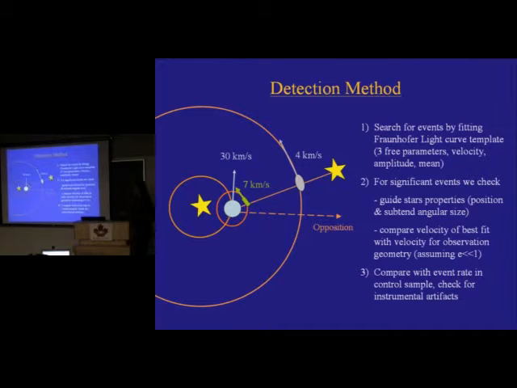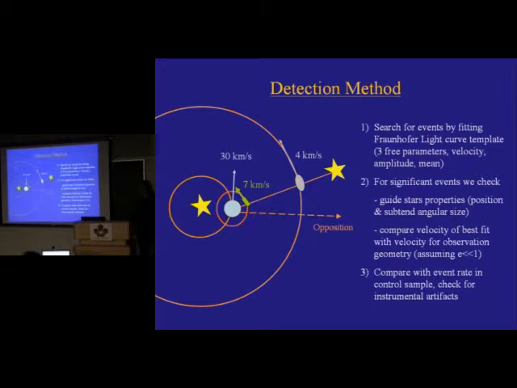Was the subtended angular size of the guide star less than the Fresnel scale? Because if the guide star subtends a size comparable to the Fresnel scale, you shouldn't get any diffraction effects. Then, even more, we can compare the velocity we get from our fit to the velocity of the observations.